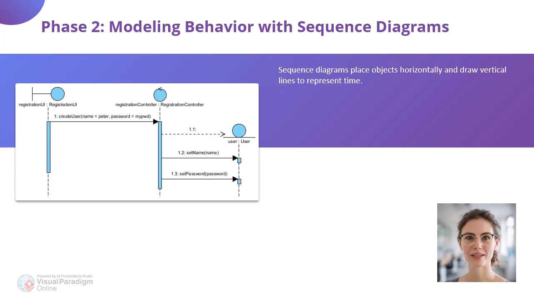This visual layout allows you to trace the chronological order of interactions, making it easy to spot logical errors or bottlenecks in the system flow. Mapping these messages helps identify unnecessary communication paths and ensures that the logic flows logically from the user action to the system response.